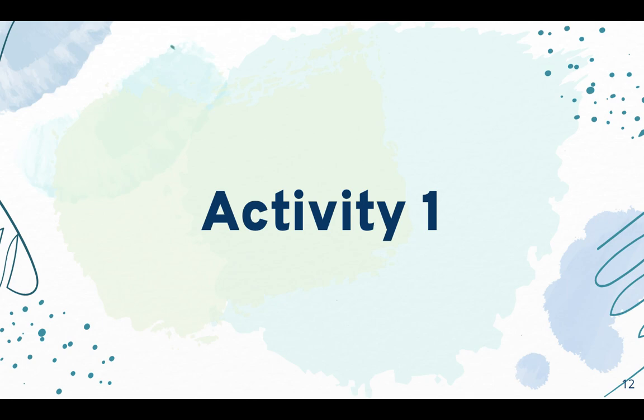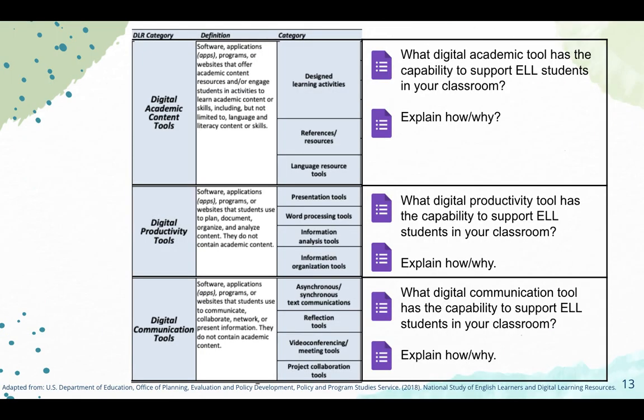Now that we've discussed some steps for technology integration, we are going to complete our first activity. As we talked about in Module 1, there are 3 types of digital learning resources: digital academic content tools, digital productivity tools, and digital communication tools. We're going to spend some time researching the many options available in all 3 categories.